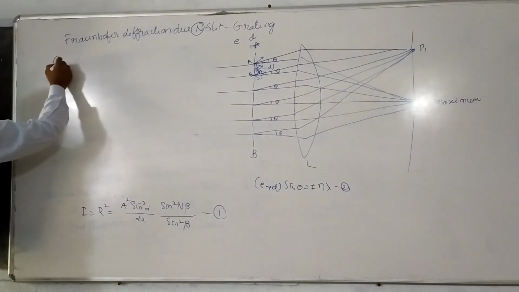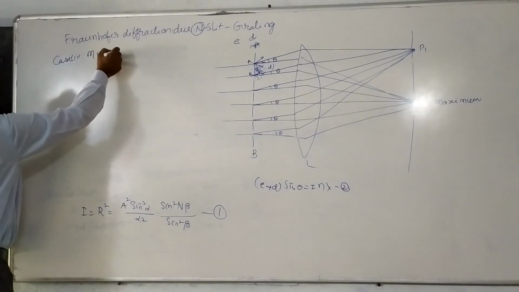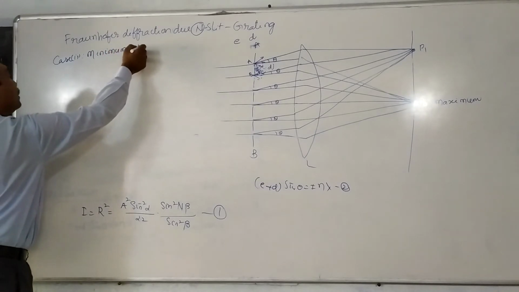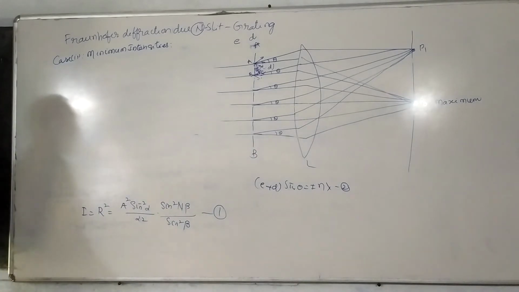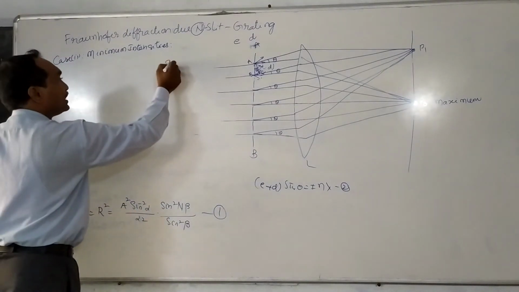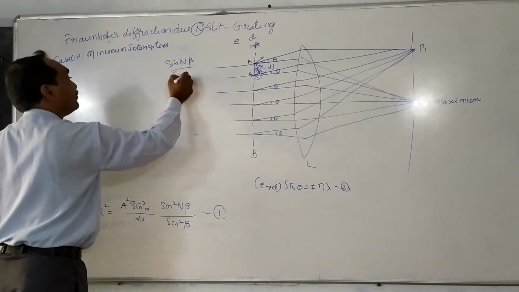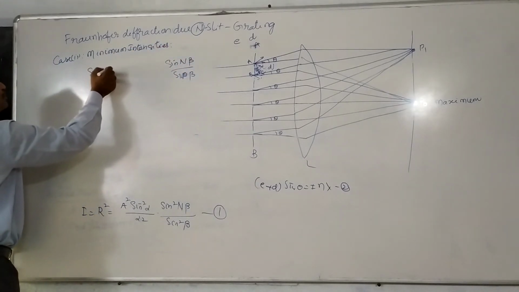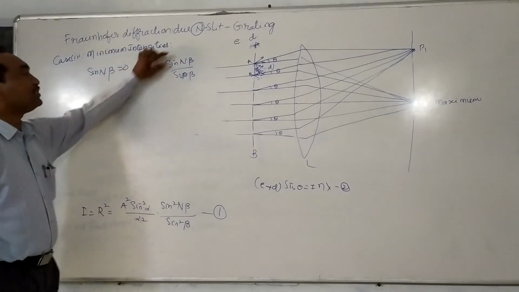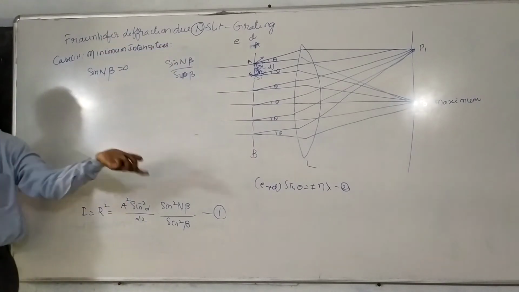Case 2 is minimum intensities. Minimum intensity in this term, that is sin n beta by sin beta. If the numerator is 0, then what happens? The total intensity is 0, that is the minimum intensity position.